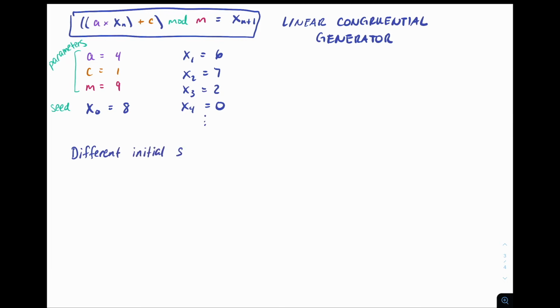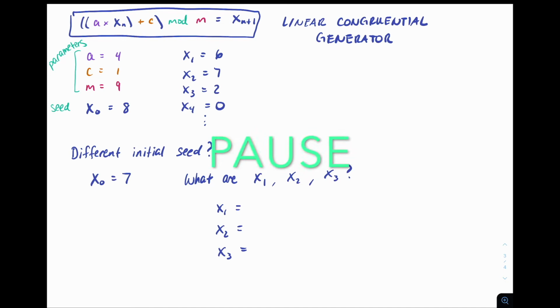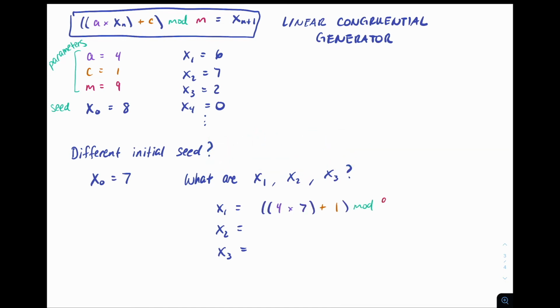Note that if we started with a different seed or initial value, x0, we would get a different sequence. Let x0 equal 7 this time, with the same parameters as before, A equals 4, C equals 1, and M equals 9. What are x1, x2, and x3 this time? Pause here if you want to try this yourself. The answer is x1 equals 2, x2 equals 0, and x3 equals 1.